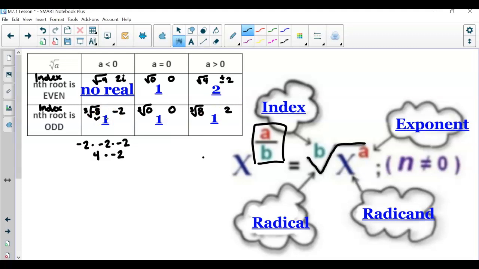So basically, if you notice, guys, in the end, the pattern is this. If you have an index that is odd, there's only one solution, no matter whether it's negative, positive, or 0. Versus if you have like the square root, right? If the index is even, you have the one solution here, but if it's negative, that's when we had imaginary, so no real, and then the positive, negative, so two solutions.